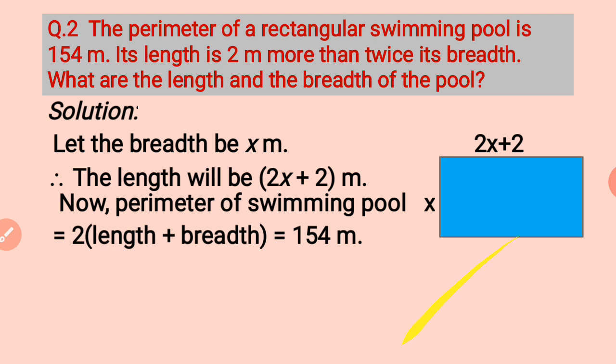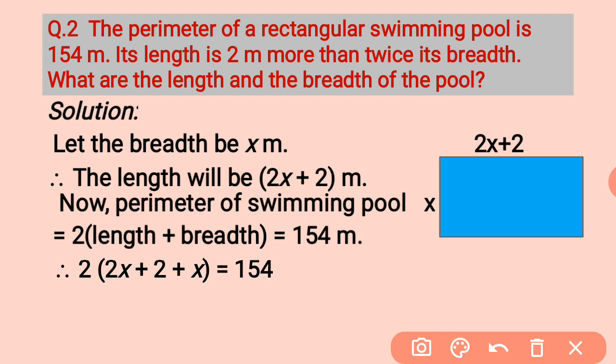Now we will substitute the value of breadth and length here. 2 remains as it is. Length was 2x plus 2 and breadth is x. So this is how they are substituted, equal to 154 as it is.